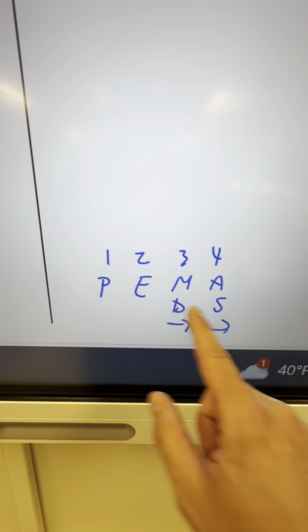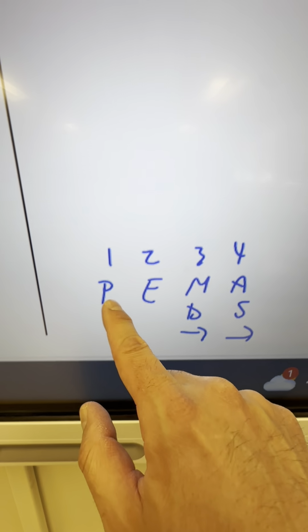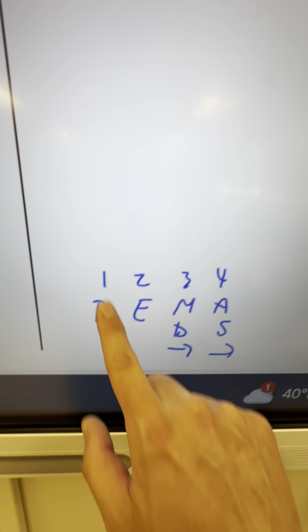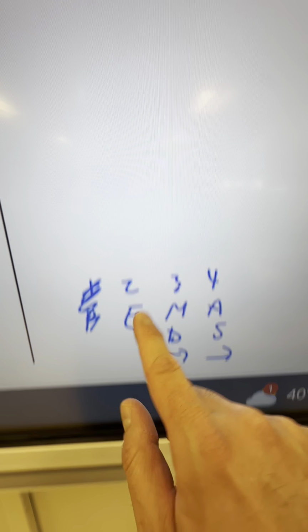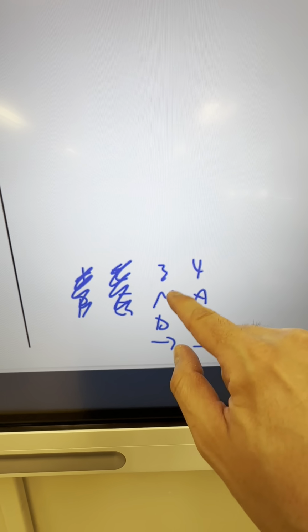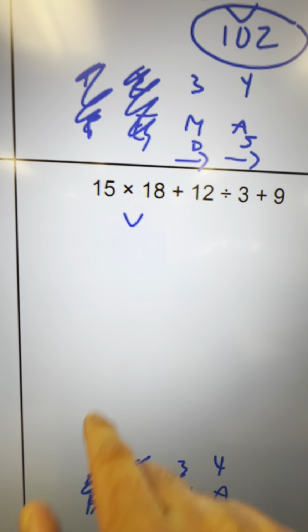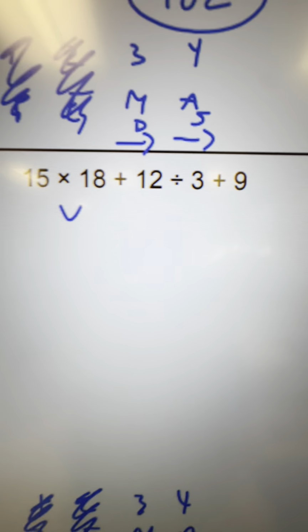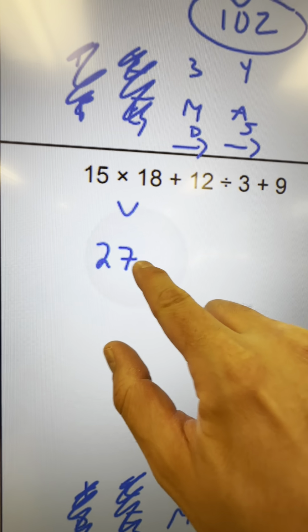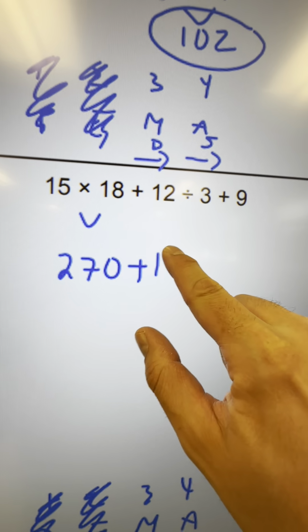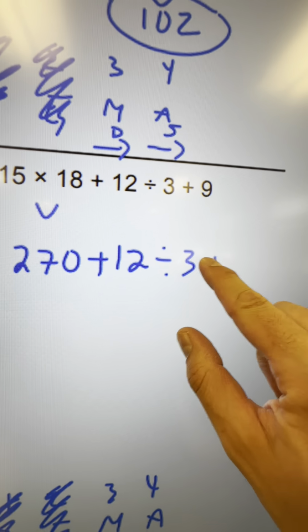So here's my little checklist here. So I'm going to do step 1, parentheses, which we do not have. That's done. Step 2 is exponents. We do not have any exponents. That's done. Multiply and divide from left to right. We do have it pop up right here, multiplication. And I went to my calculator, and that gives me a total of 270. And then bring down the rest. Plus 12 divided by 3 plus 9.